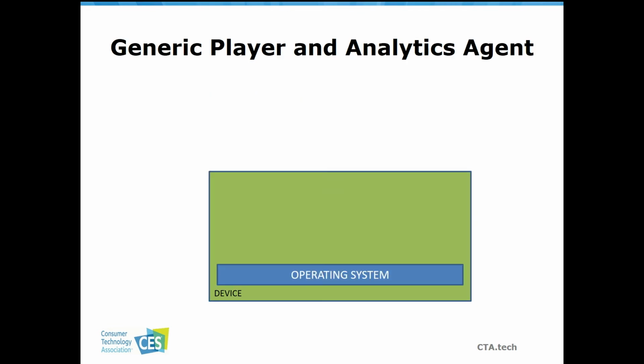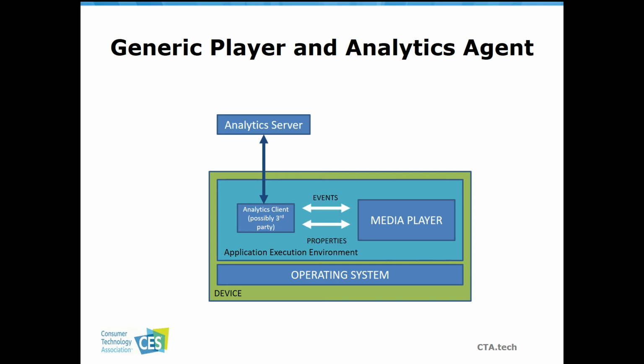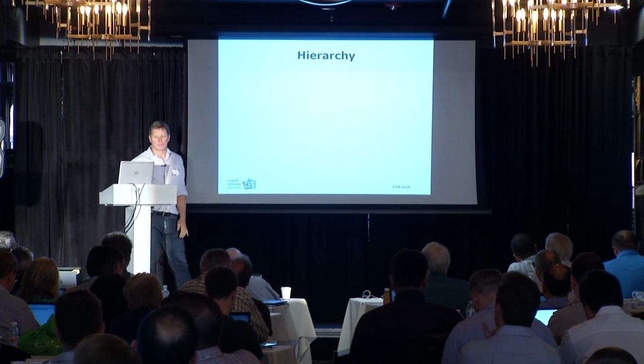The operating model is relatively simple. It assumes there's a device with an OS. There's some application execution environment. It's got a media player. And then there's an analytics client that lives in the application environment next to the media player, and it talks to an external analytics server. This client communicates with the player through events and properties. This is a model that's matched in HTML5 and also in Java and iOS development as well. So we assume this architecture, and what we're doing is standardizing these events and properties, and also how the analytics client takes this information and calculates the QoE metrics.